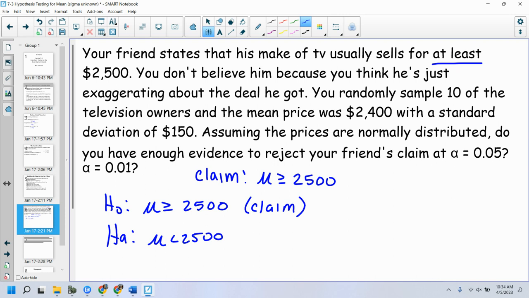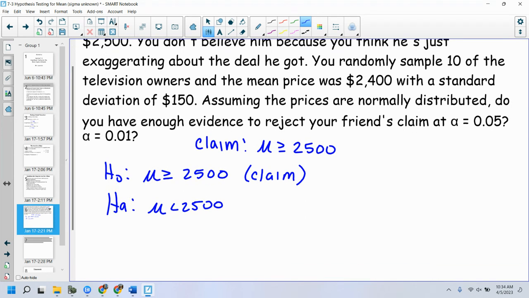All right, we randomly sampled 10 of the television owners, so that means n is 10. Out of those 10, we had a mean price of $2,400 with a sample standard deviation of $150. So this is s, not sigma.